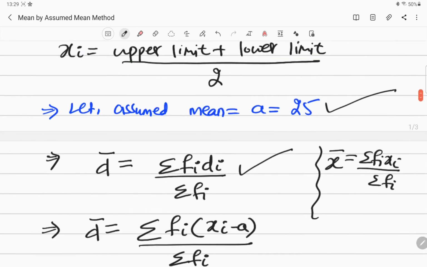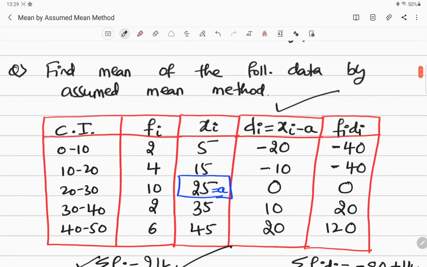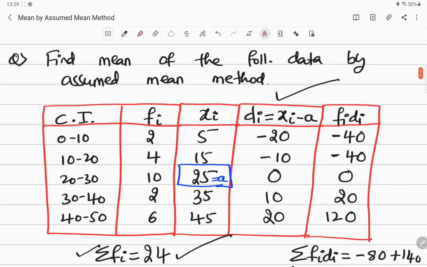Let me give you all the hints. Let us summarize what we have done. So class interval will be given to you, no doubt in that. Then frequency will be given. You can find out this xi, that is lower limit plus upper limit divided by 2. Now among this, you can assume any one as mean. Assumed mean you can take 5 also, 15 also, 25 also, 35 also, 45 also. You can take any one value, but usually it is the custom to take the middle value.